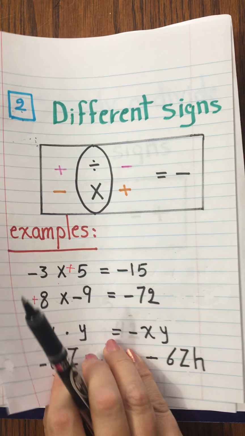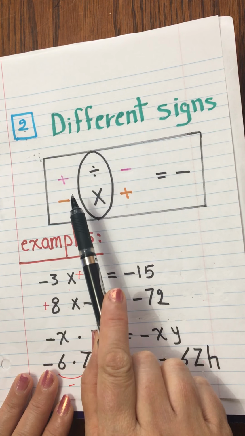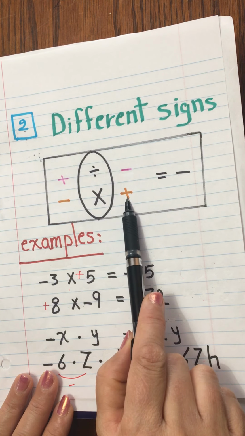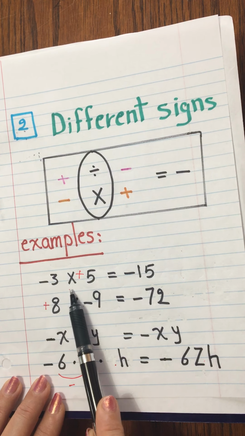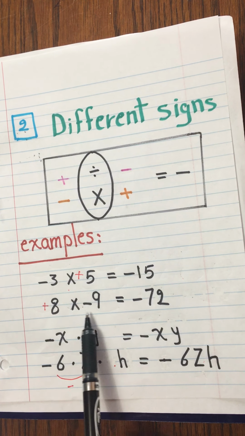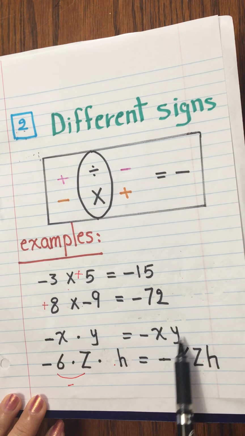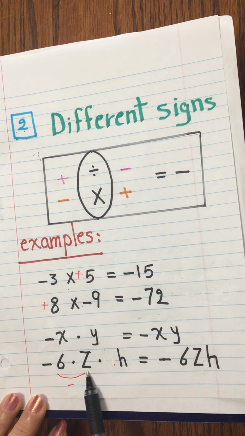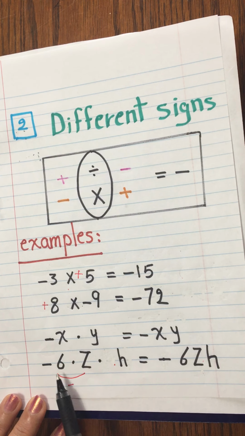If we have different signs, if you multiply or divide different signs, the sign is going to be negative. So negative 3 times positive 5 equals negative 15. Positive 8 times negative 9 is negative 72. Negative x times y equals negative xy. Negative 6 times z times h: negative 6 times positive z is negative. Negative times positive is negative. So the answer is negative 6zh.